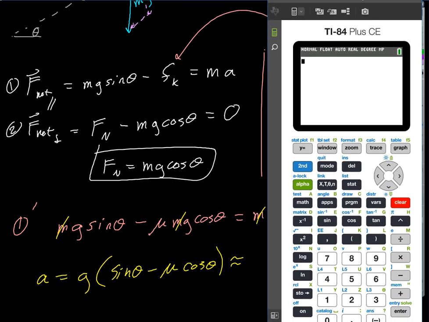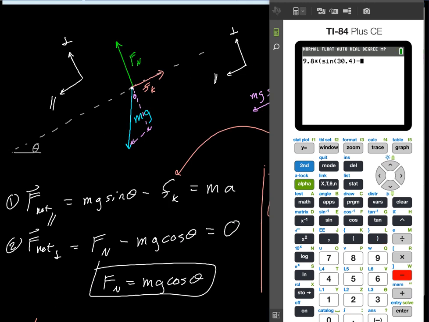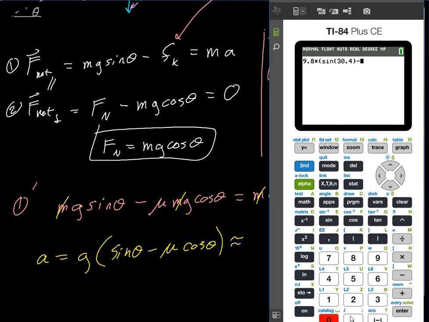Okay, so we get 9.8 times the quantity sine 30.4 minus, what's mu, 0.198. Cosine. And mu is the coefficient of friction. Cosine 30.4. Close the cosine, close the quantity, and we get about roughly 3.3. Okay, we'll leave that in the calculator, right?